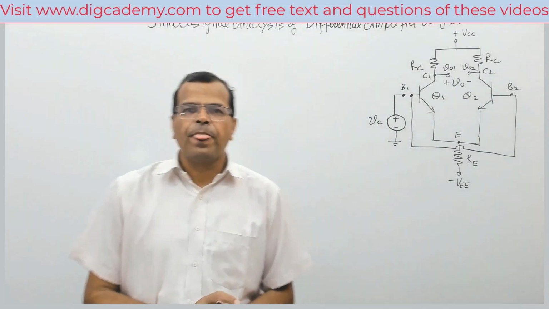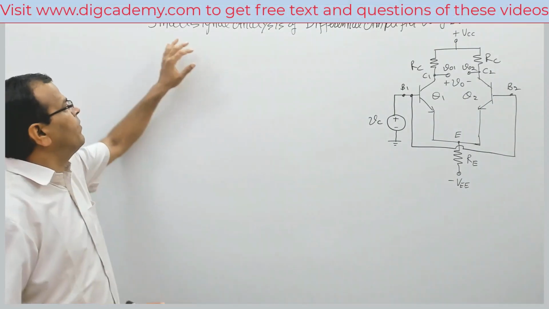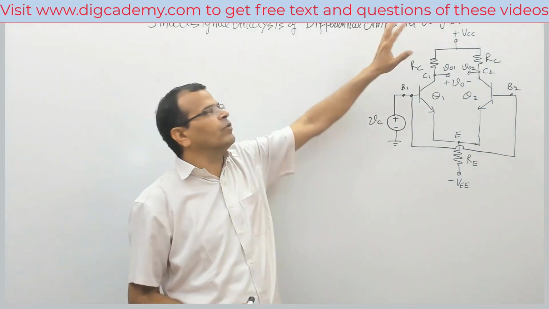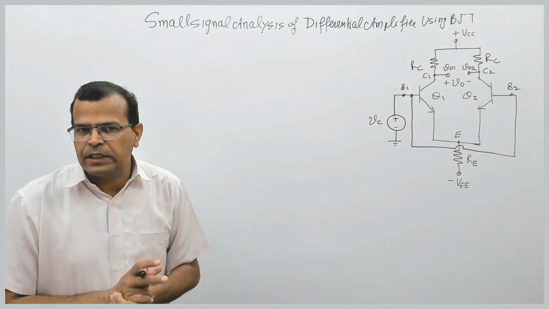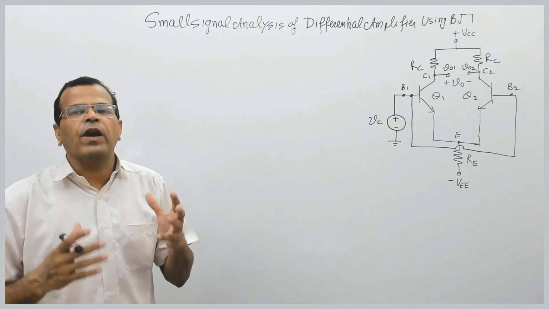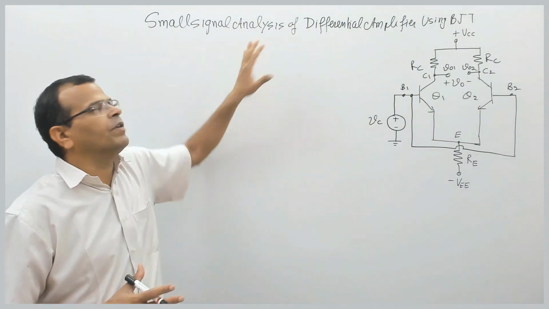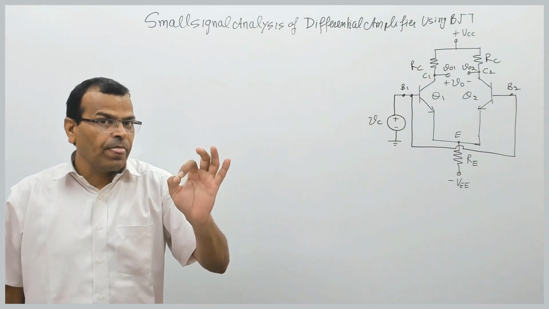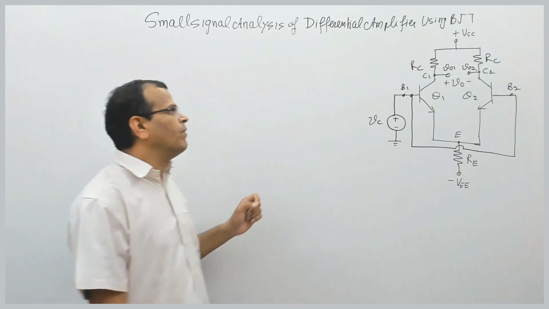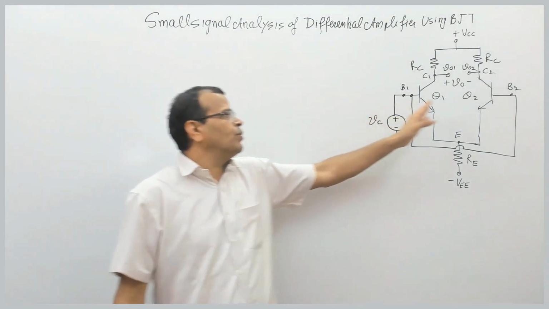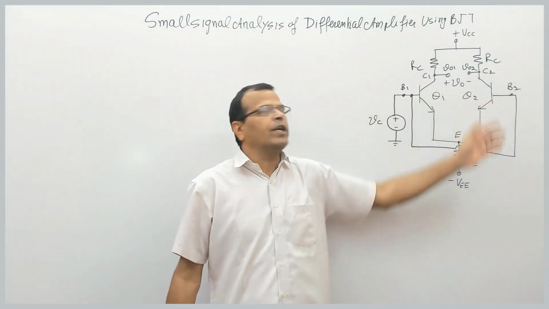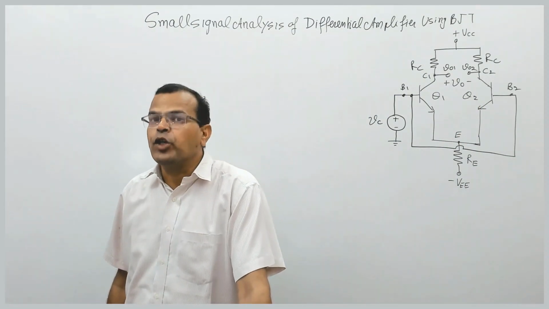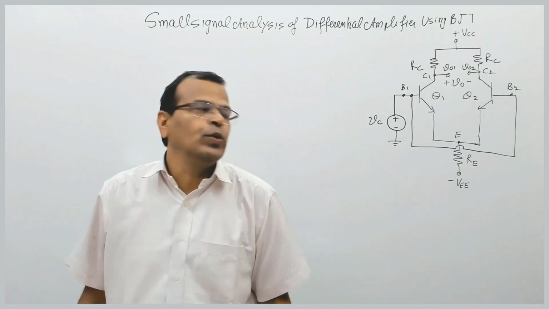Hello friends, now the next topic in differential amplifier is small signal analysis of differential amplifier using BJT. That is what we have been discussing. In the previous video we discussed the small signal analysis of differential amplifier for differential mode. For differential mode, we varied the input voltages of transistors Q1 and Q2 by a small value, that is plus and minus Vd by 2.